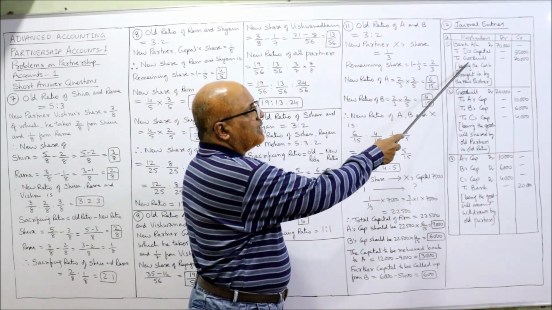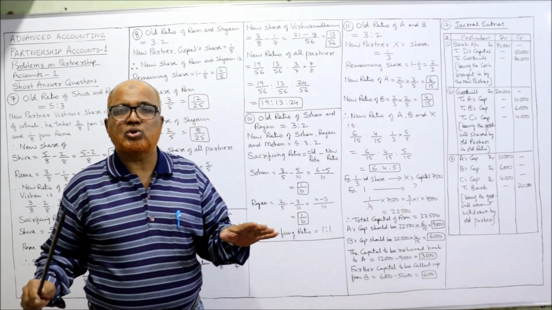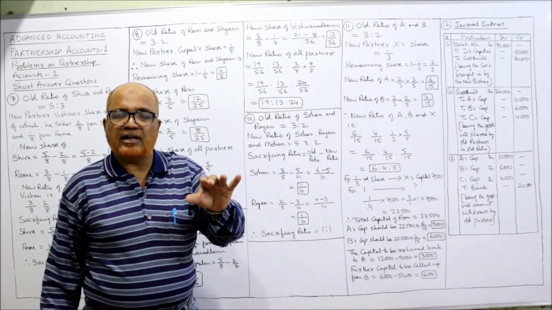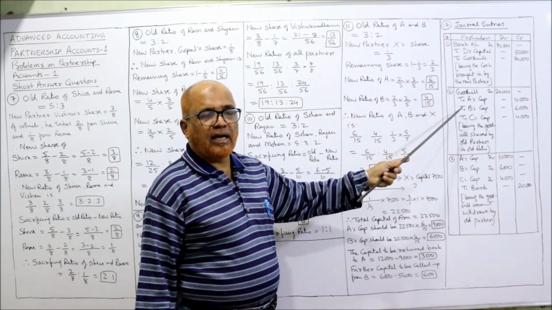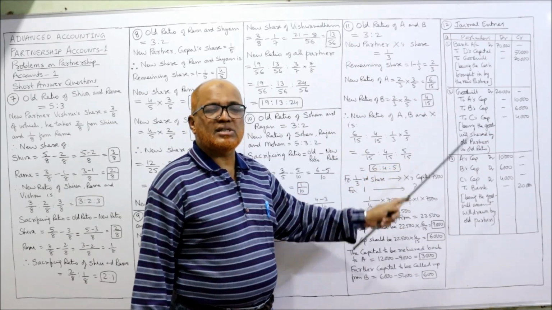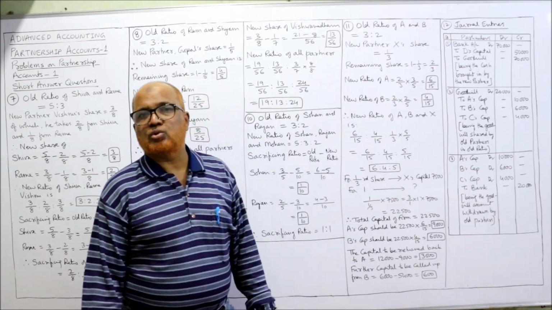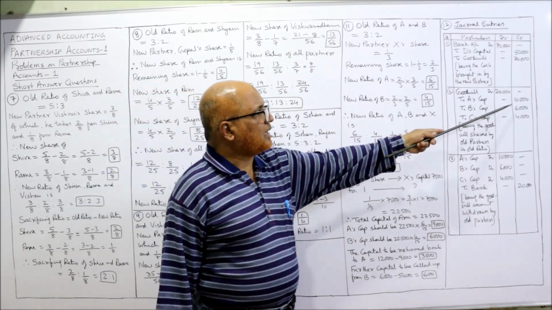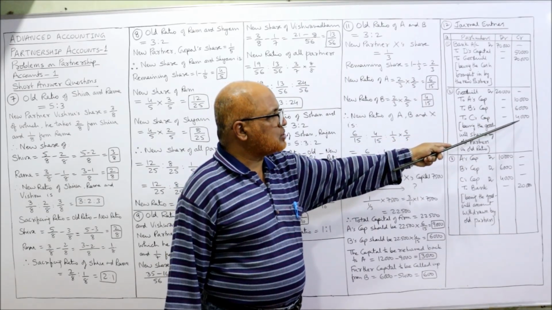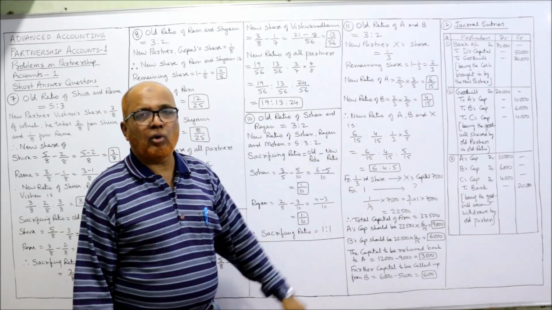Now goodwill is created here. Second entry, goodwill account debit. Goodwill should be closed. First we have credited, in the second entry we have to debit. Goodwill account debit to A's capital, B's capital, C's capital. Total goodwill is 20,000, in the ratio of 5 is to 3 is to 2. 5 by 10, 3 by 10, 2 by 10. You will get 10,000, 6,000, 4,000 in the old ratio, being the goodwill shared by the old partners in the old ratio.